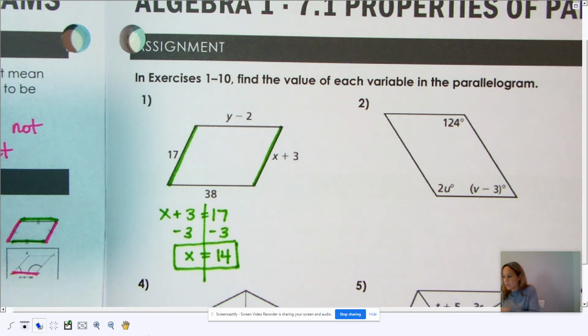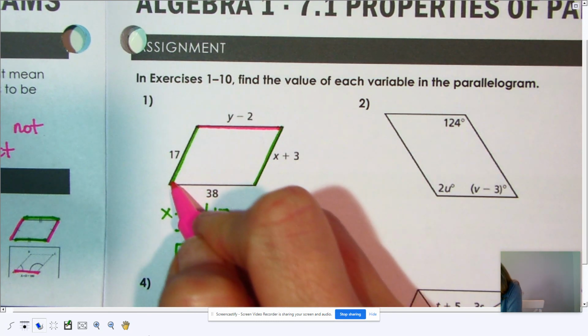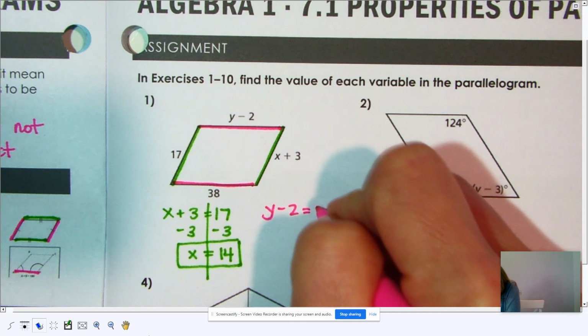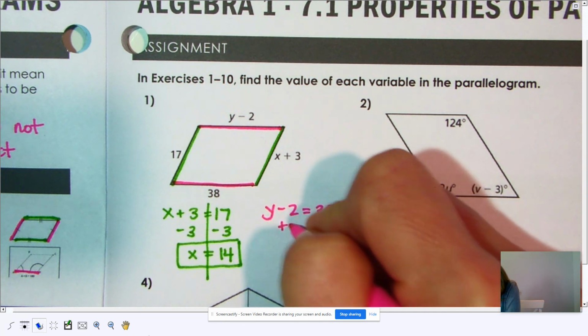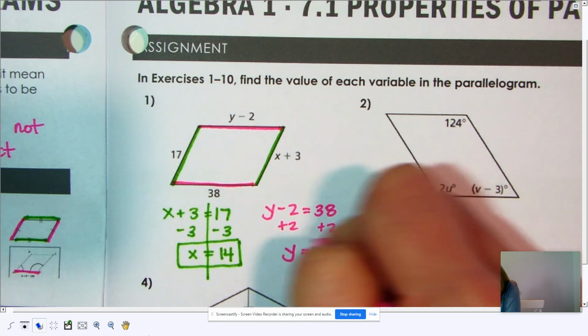Okay, next one, we're going to look at the y, and we know that it's opposite from the 38. So I'm going to say y minus 2 is equal to 38. Add the 2 on both sides, so y is equal to 40.